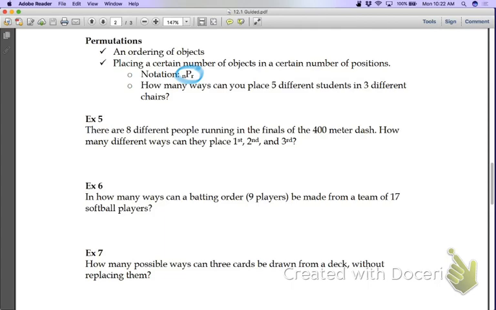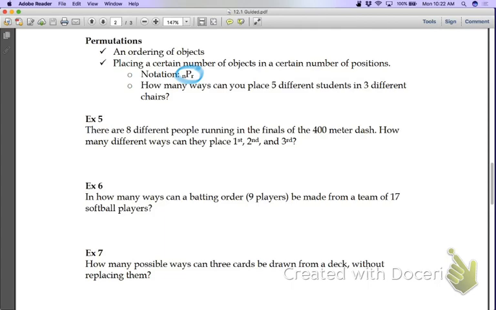So it says how many ways can you place 5 students in 3 different chairs? Okay? Obviously, a person can't sit in multiple chairs. But if one person moves from one chair to the other, it doesn't say they just have to be in a chair, they have to be in a certain chair. Or like it says on example 5, 8 people running a race. We just had the track meet last Friday. Right? 8 people in a lane. How many different ways can you finish first through third?